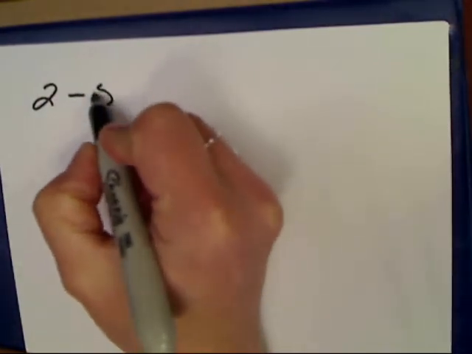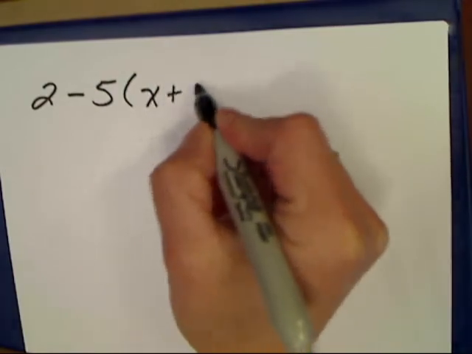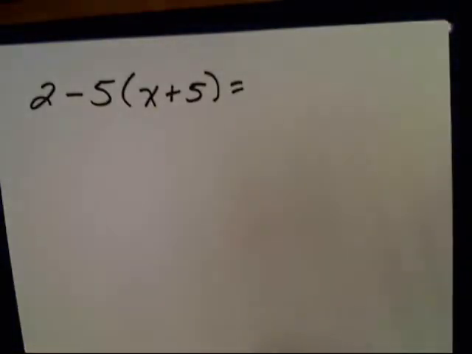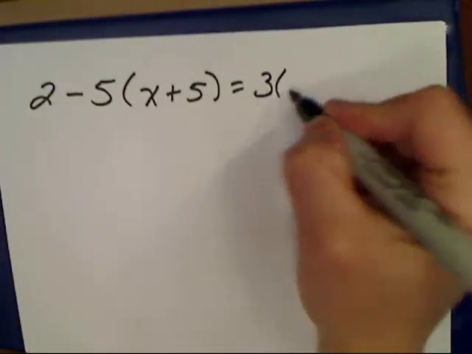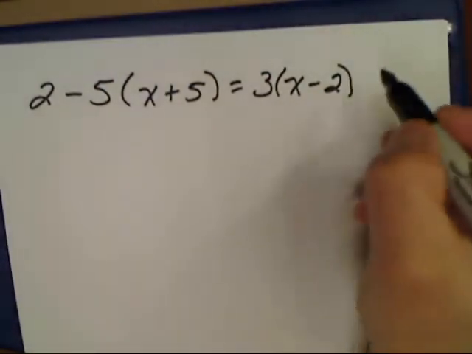Ooh, I have a good one here. I think we'll like this one. 2 minus 5 times the quantity of x plus 5 will equal 3 times the quantity of x minus 2 minus 1.